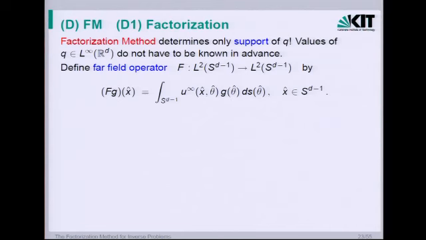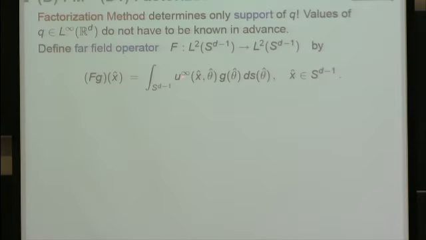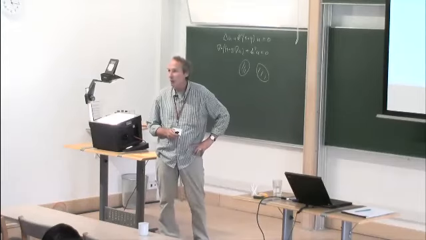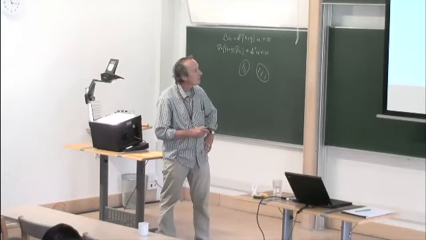Okay, so the factorization method. Important is that from the far-field pattern, which is a function of two variables, we go to the far-field operator. So we just take our data, u infinity of x hat, theta hat, as the kernel of an integral operator. So you take any function g from L2 on the unit sphere and integrate with respect to theta hat, and that gives you this operator. We call that the far field operator. This is the far field pattern, and this is the far field operator.